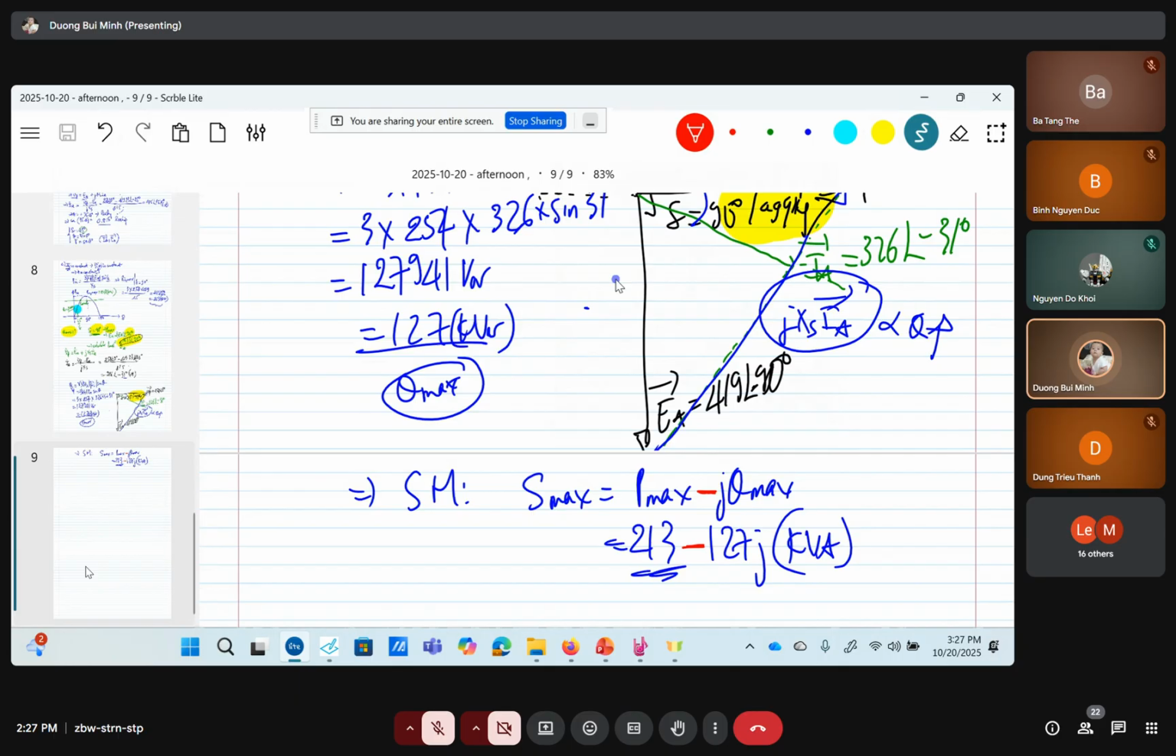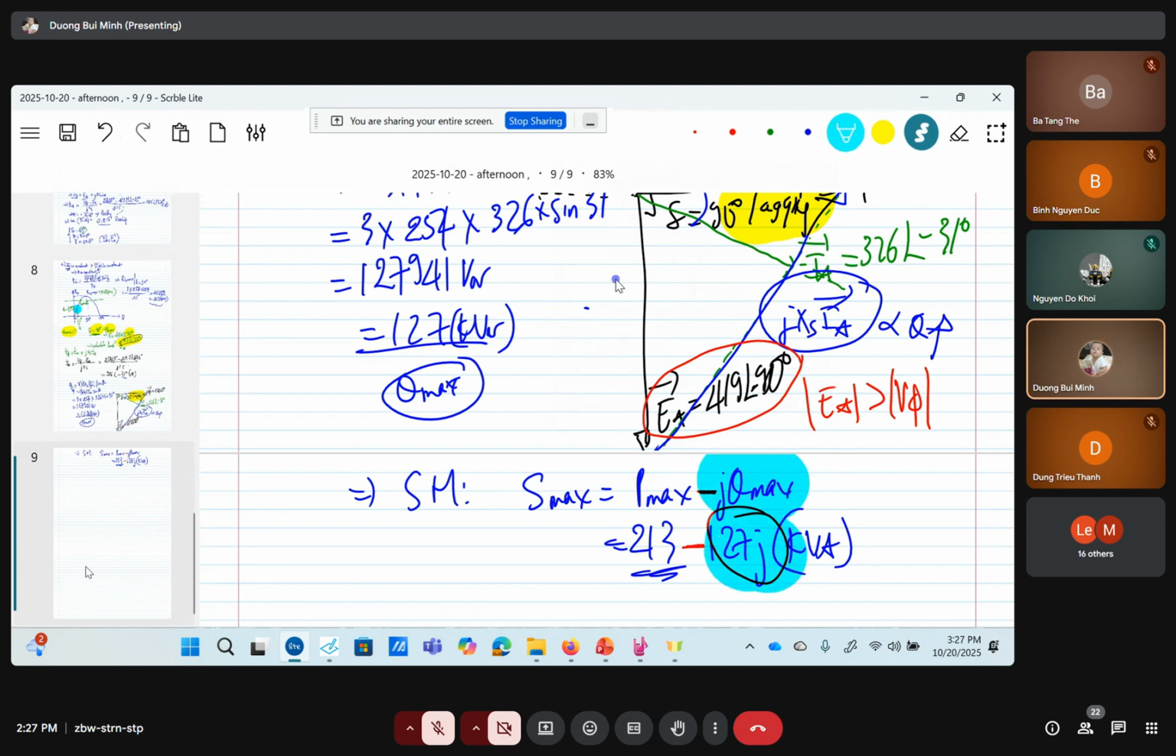Why? Because the magnitude of EA is higher than the magnitude of V phase. So that means this synchronous motor will supply reactive power.